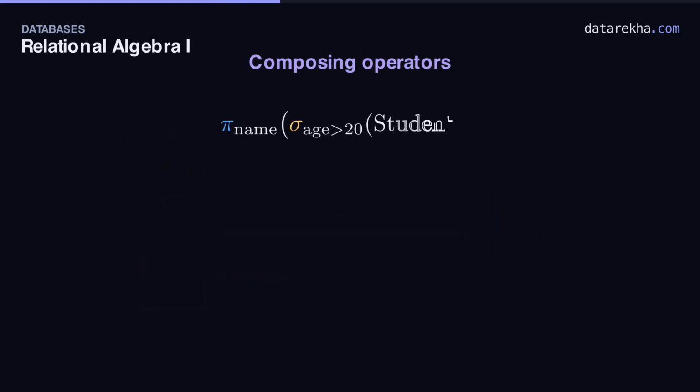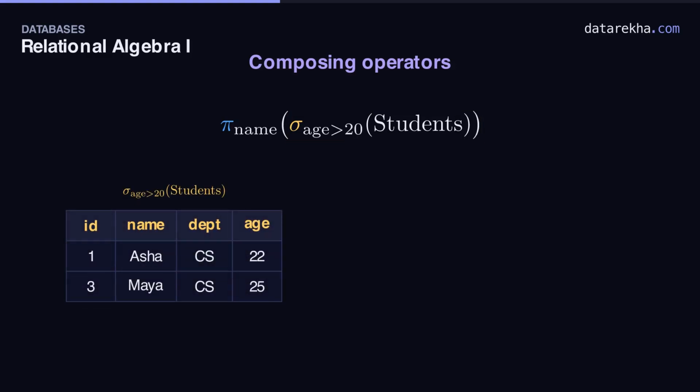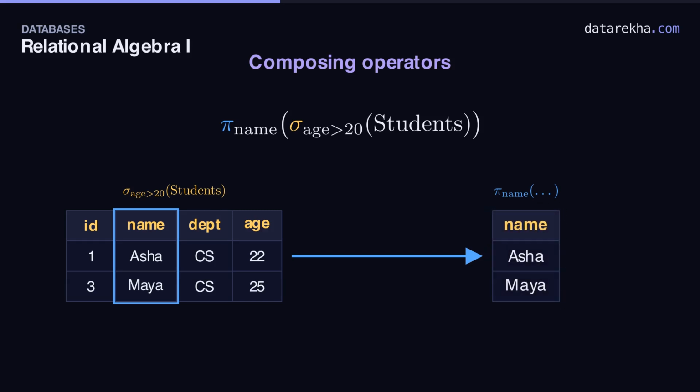Now the payoff. Our opening question, the names of students older than 20, is just these two operators composed. Pi name of sigma age greater than 20 of students. And you read a composition the way you read any nested function, from the inside out. Inner first, sigma age greater than 20, we already did. It keeps Asha and Maya with all four columns. Then the outer pi name runs on that two-row table, keeping only the name column. Asha and Maya are already distinct, so nothing collapses. The final answer is a one-column table. Asha, Maya. Exactly the names we asked for.